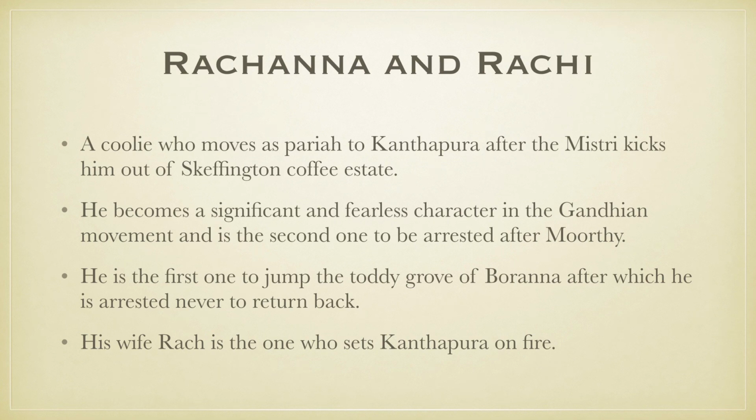Rachanna's wife Rachi is also an important character in the novel, and she is the one who welcomes Murthy to the pariah quarters and offers him milk to drink, although Murthy is not very comfortable with it, and he is afraid also because he has never been into a pariah's house earlier. Rachi burns the village of Kanthapura. She sets Kanthapura alight when the English people try to curb the Gandhian movement in Kanthapura and unleash atrocities on the people of Kanthapura.